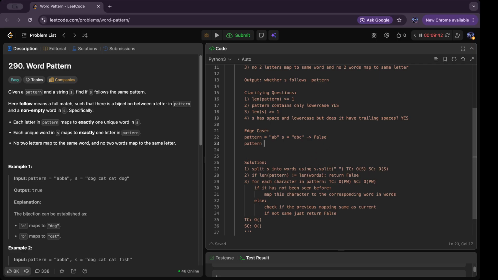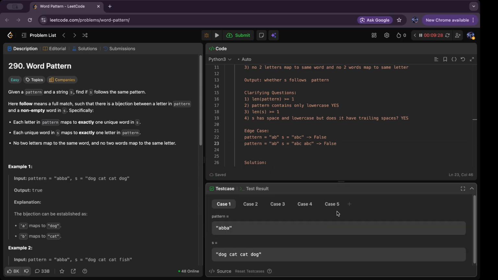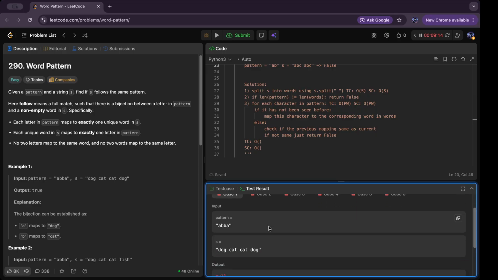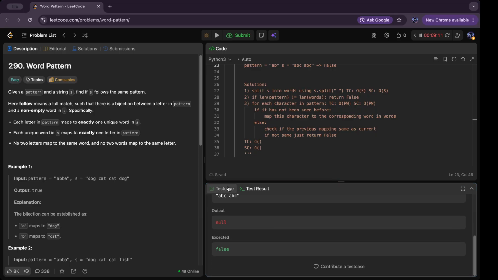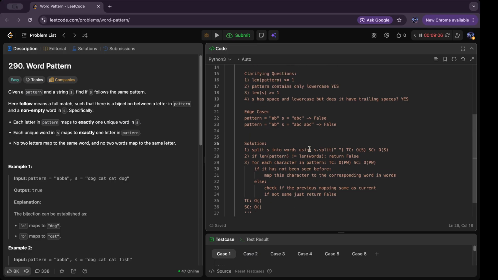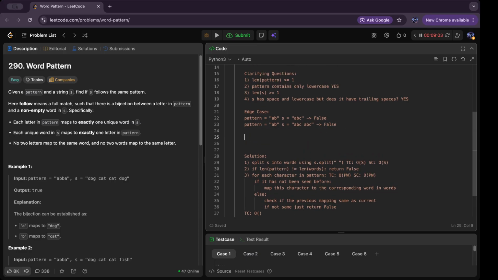Okay, I thought of another edge case. A, B, and then the words: A, B, C... we should also return false because, yeah, A, B, A, B, C, A, B, C.